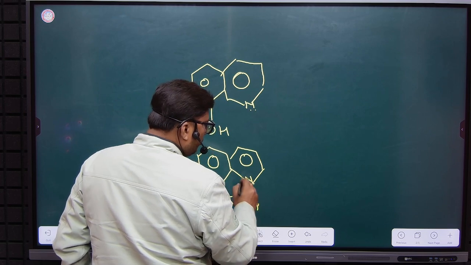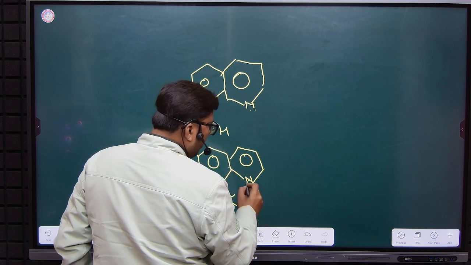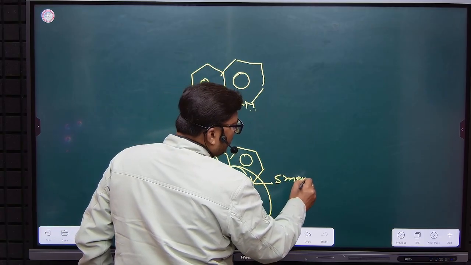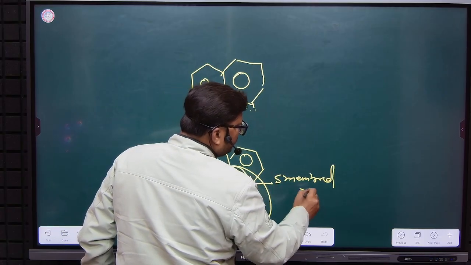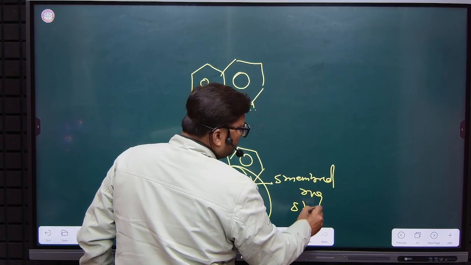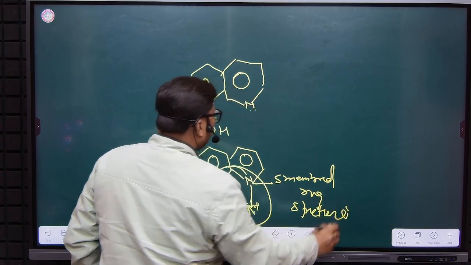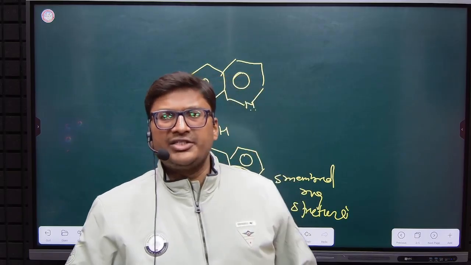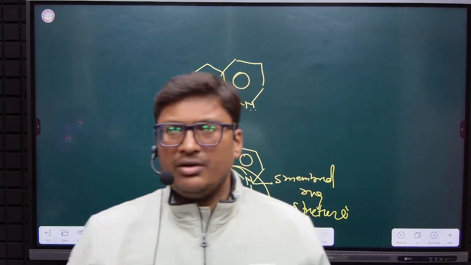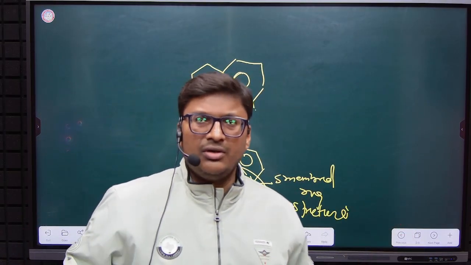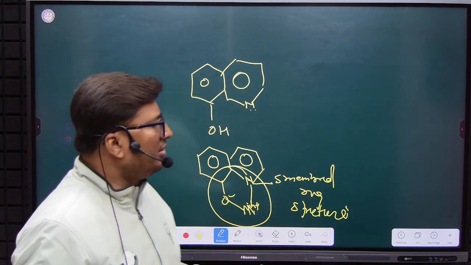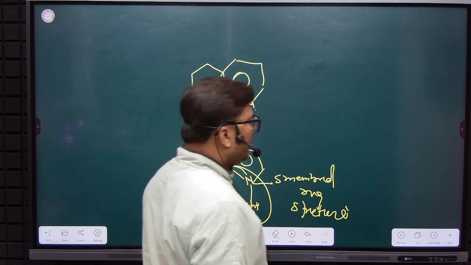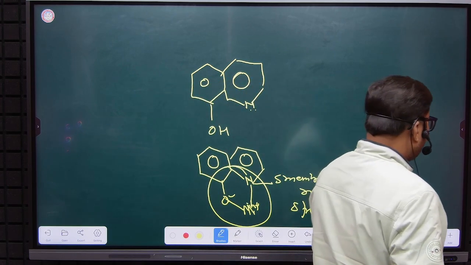So 1, 2, 3, 4, 5. Again, this is a 5-membered ring structure. It means once the chelating ligands come close to a metal cation, they form a ring structure. So they are called metal chelates. Okay. So all are called metal chelates.